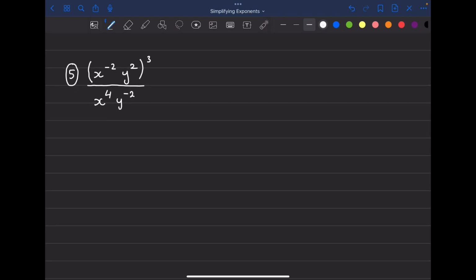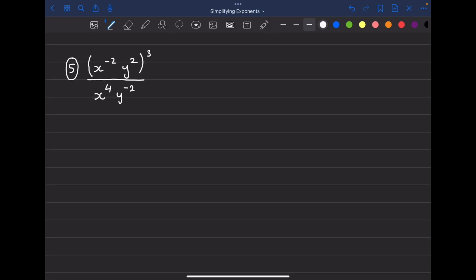Yeah, question number 5. This one is a tiny bit harder, but same steps once again. First, let's do the brackets. We can notice that this is an exponent to an exponent. So what we can do first is write this out in another way. We can write this as x to the negative 2 all cubed times y squared all cubed. Basically, all I did was I put the 3 to the y's and the 3 to the x's. And then all this is once again over x to the power of 4, y to the negative 2.